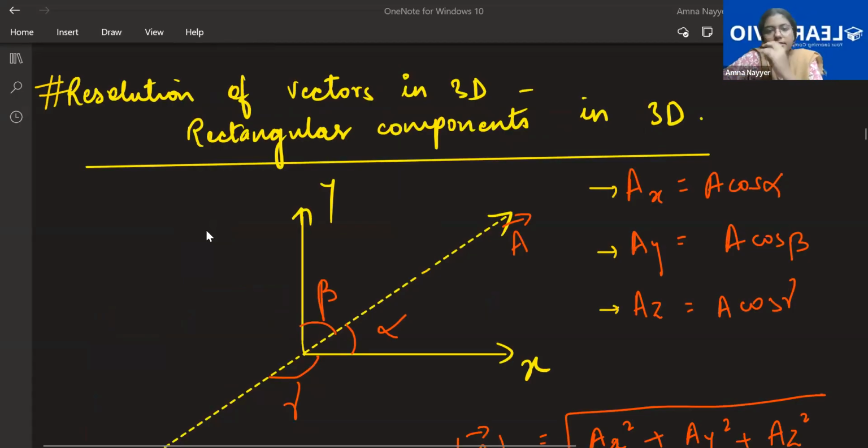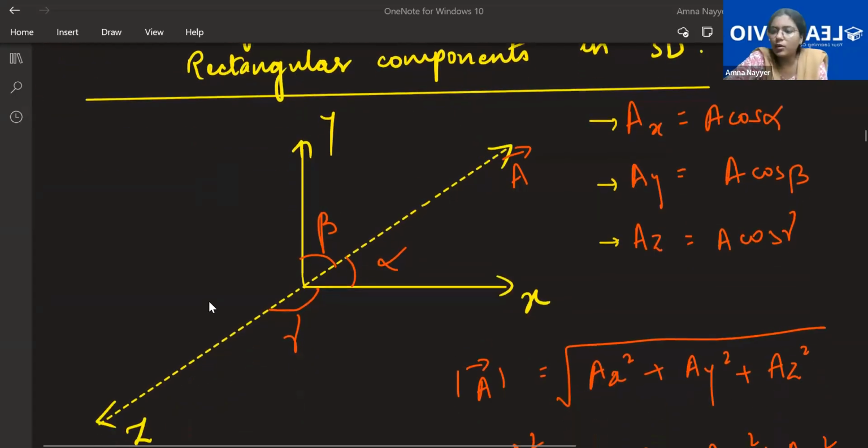Class, there is one topic: resolution of vectors in 3D. This has the least chance of coming in your school exams. Simra, I think you are prepared, you will appear for NEET, so for NEET it will be helpful. Otherwise, in the NEET batch, we'll do these things. But this is included in the syllabus. It's the least important thing, so when you're revising the important topics, you can ignore it. But this is a part of your syllabus.